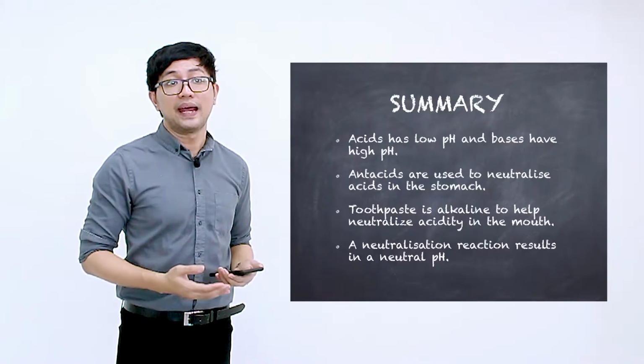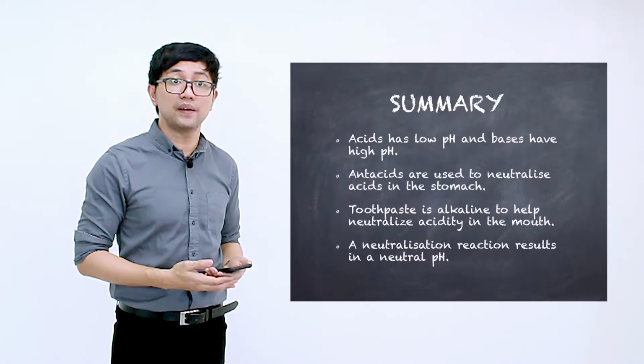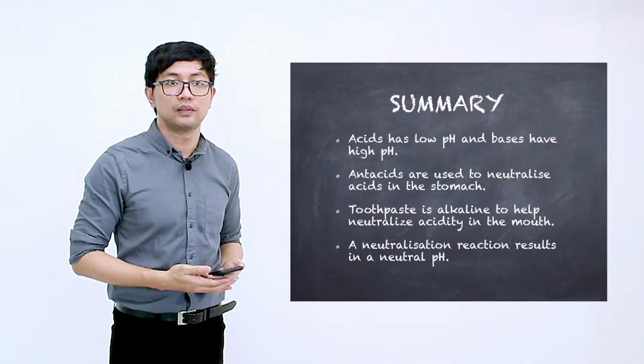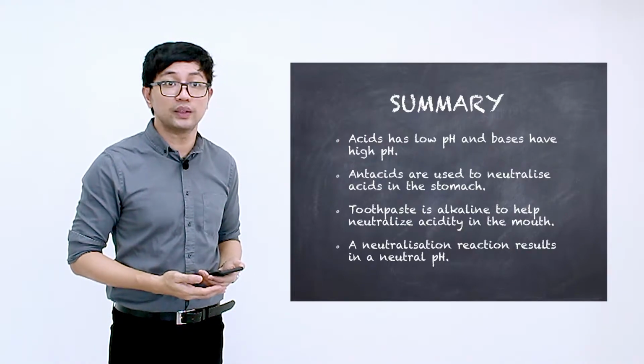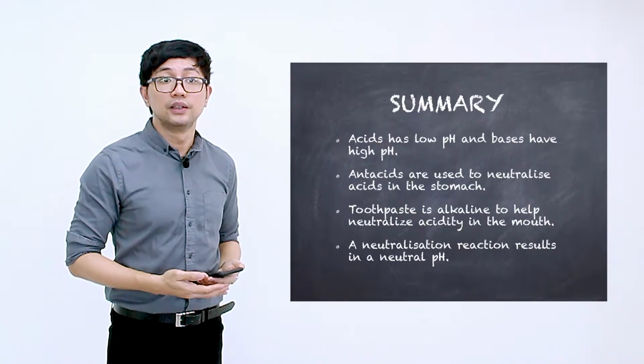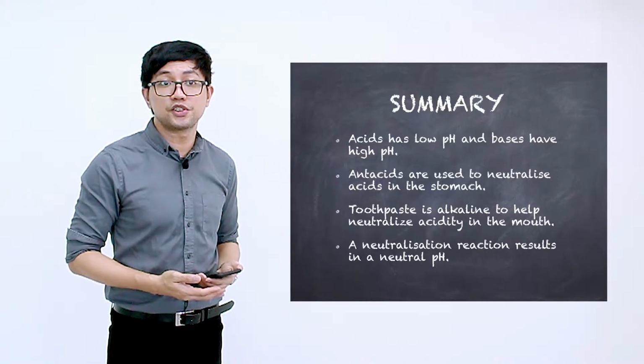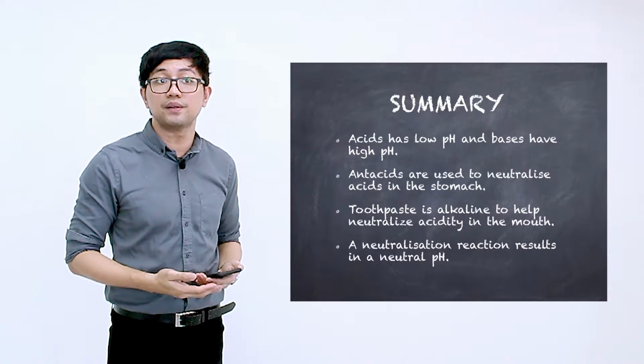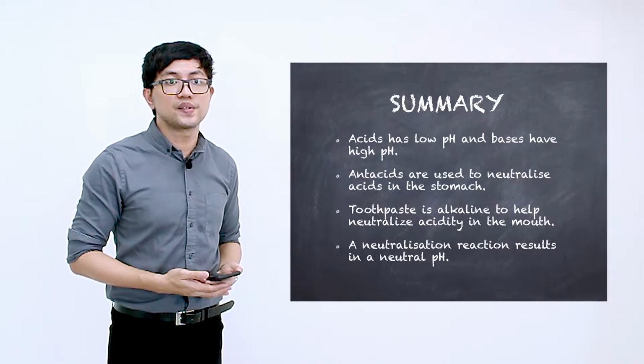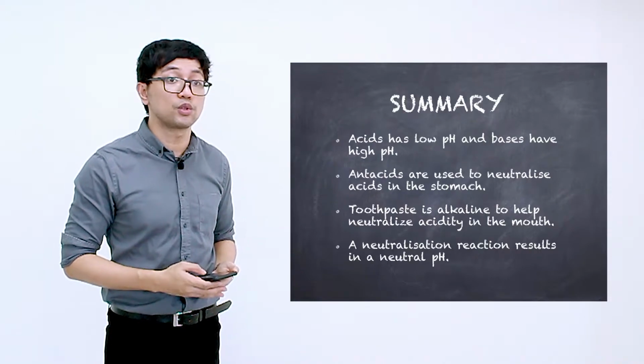In summary, acids have a low pH and bases have a high pH. Antacids are used to neutralize acids in the stomach. Toothpaste is an alkaline substance to help neutralize acidity in the mouth. A neutralization reaction results in a neutral pH.